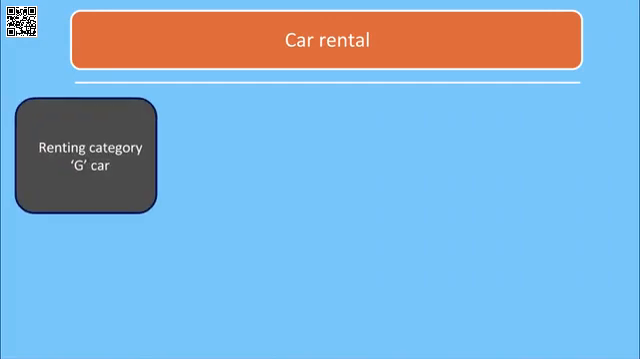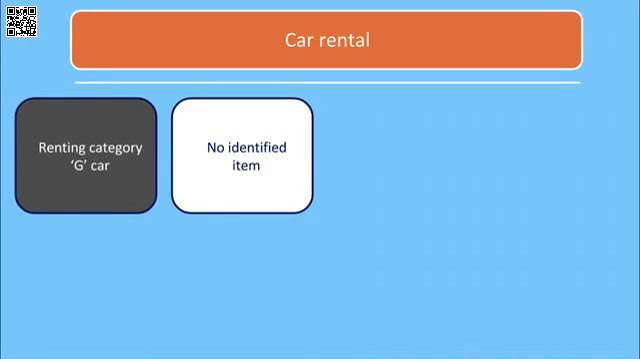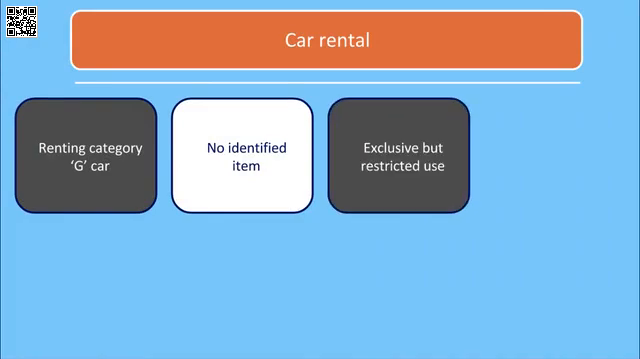So consider renting a car. You are given a Category G car, which may be a Ford Mondeo or similar. The contract does not include an identified item. Furthermore, whilst you may have exclusive use of the item for a period of the lease, you can't decide how to use it, as a personal rental agreement is likely to restrict you from using the car for any commercial purposes.